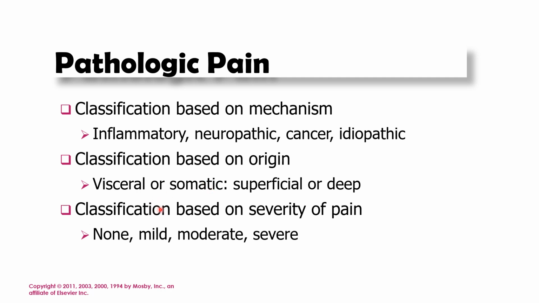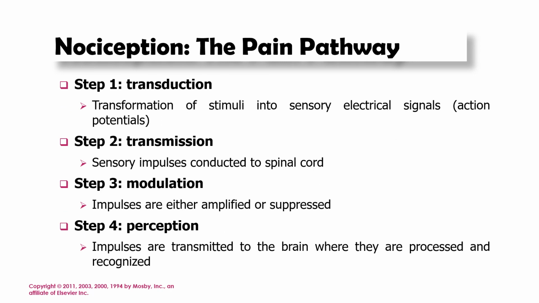For the classification based on the severity of the pain, of course, we have the mild pain, the moderate, and the severe. So again, this is the pain pathway. There are four processes or steps that are involved in the pain pathway. We have the transduction, transmission, modulation, and the perception.